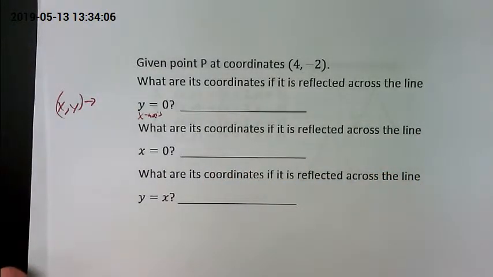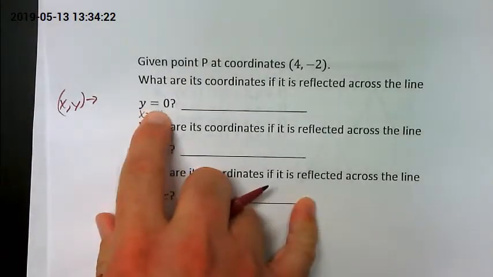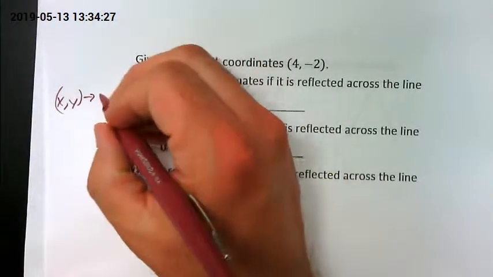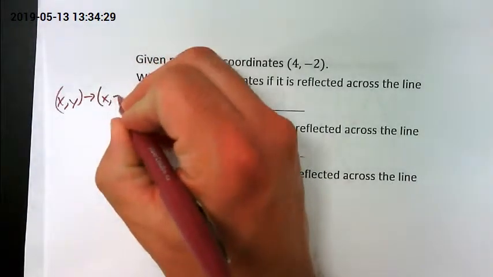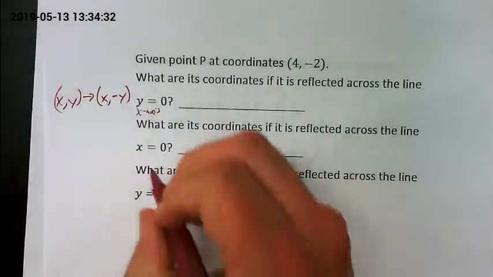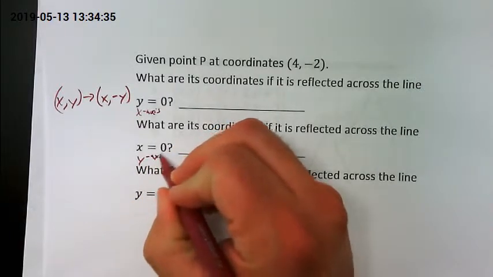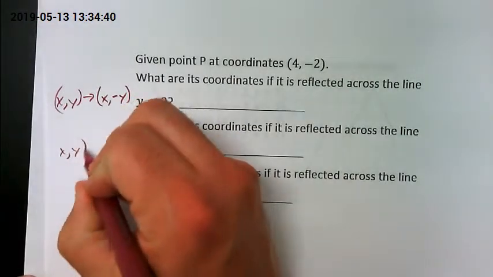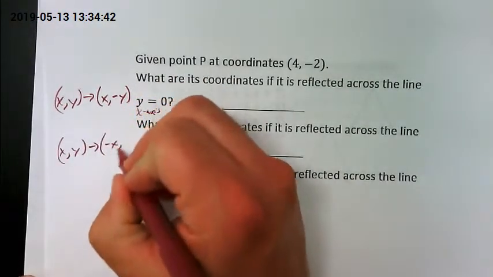Negative x. You have it backwards. So again, this is our x-axis, horizontal, right? If the point's up here, it goes down here. What's changing? Again, y equals 0 is the x-axis. So it's the y value that's changing. The x equals 0, that's our y-axis. So what's changing? Yeah, so this is negative x comma y.